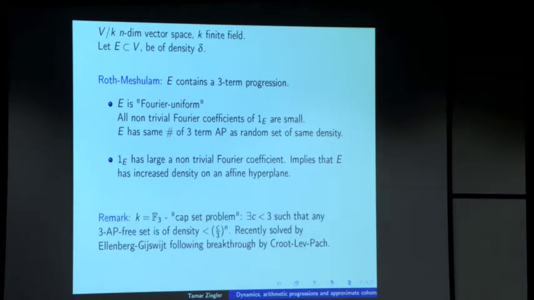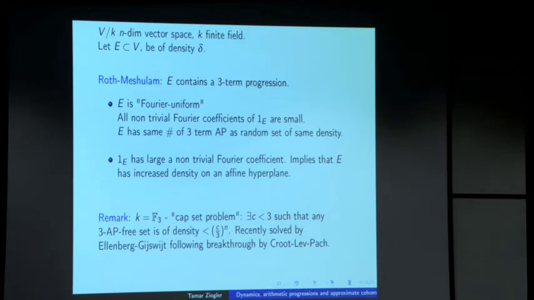But I want to just remark this, because this is kind of a side note to my talk. If you focus on K equals F3, then this is a very well-known problem. It was known as the cap set problem. And it was conjectured that actually a set that is three-term progression free should be of exponentially small density. And this was proved just maybe a year ago, maybe a year and a half ago. This is a recent development, proved by Ellenberg and, I don't know how to pronounce this name, some name. Sorry, I don't want to mispronounce it.